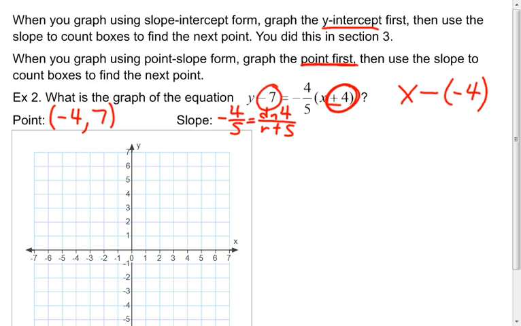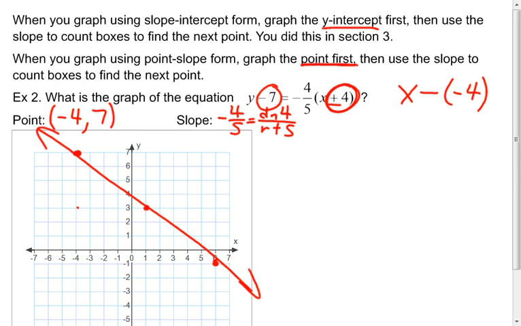Okay. Graph my point first, negative 4, 7. There's negative 4, 7. And the slope, that's my directions, that's my roadmap. It tells me to go down 4 and to the right 5. 1, 2, 3, 4. 1, 2, 3, 4, 5. There's my next dot. Do it again just to double check. 1, 2, 3, 4 down. 1, 2, 3, 4, 5 over. And then I connect.